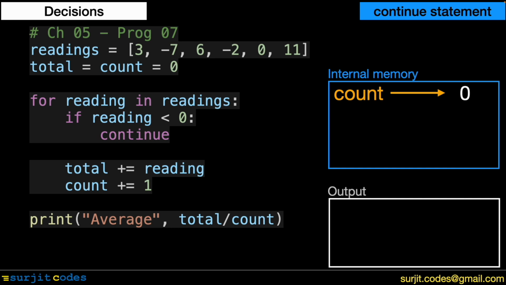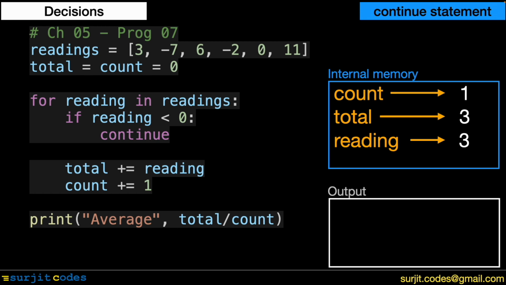In this program, we have a list of 6 readings and we want the average of its non-negative readings. For this, we define count equal to 0 and then further store it to total. In the loop, the first reading is 3. 3 less than 0 is false, so we skip the if statement. So total becomes 3 and count becomes 1.